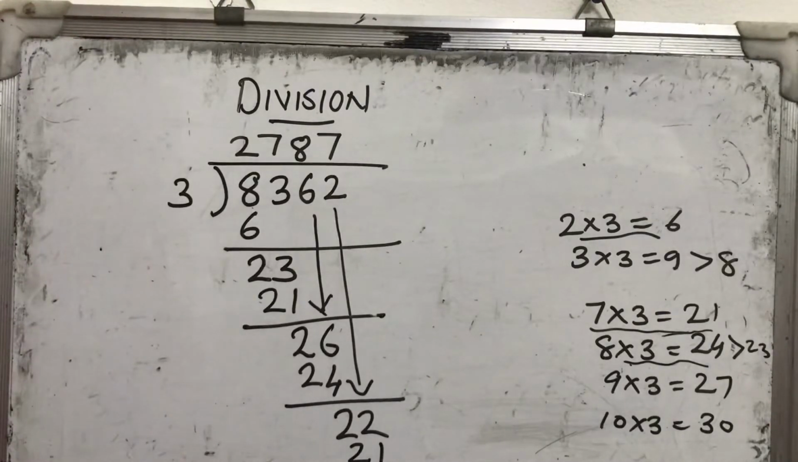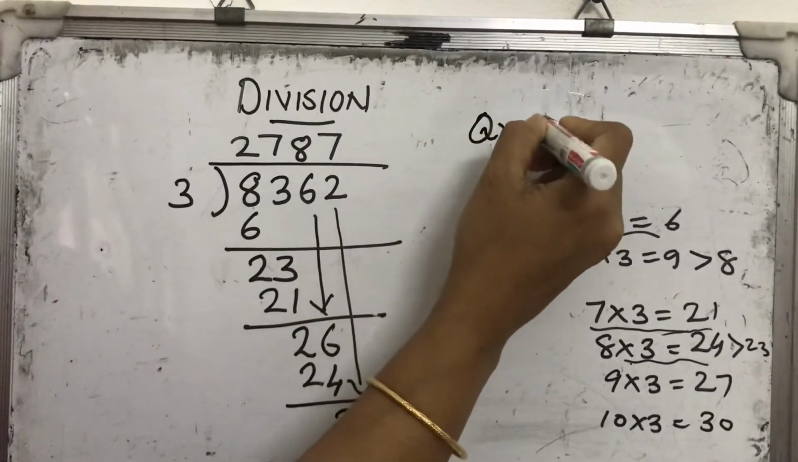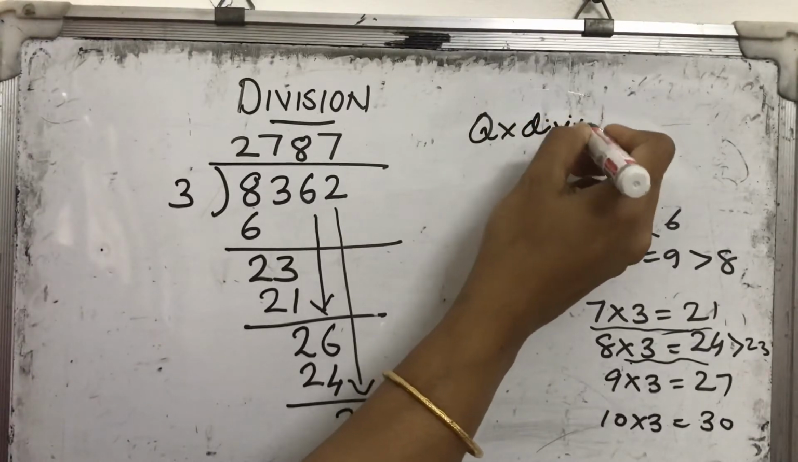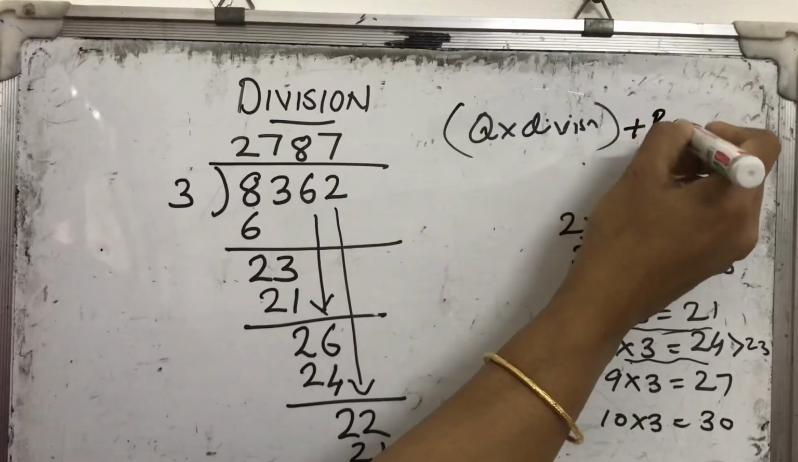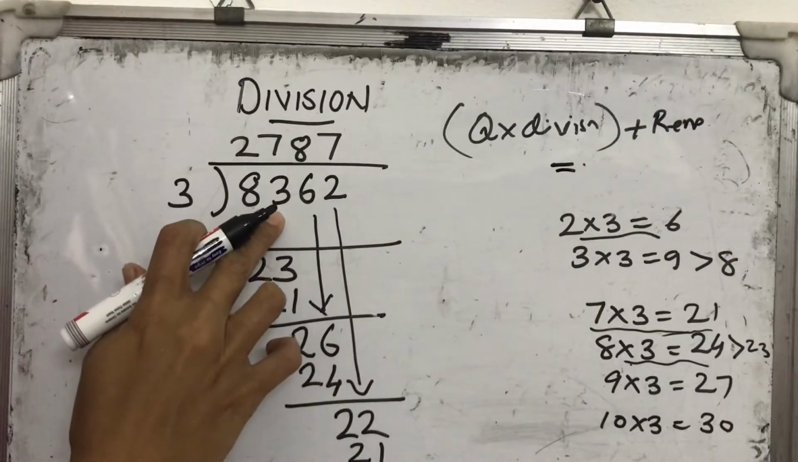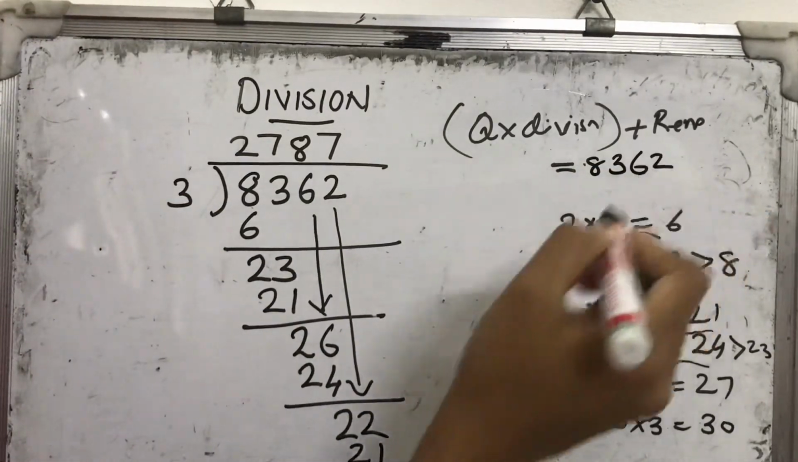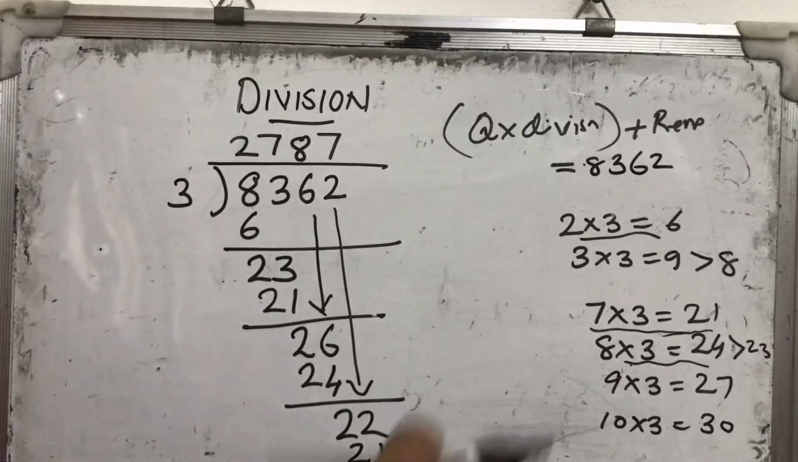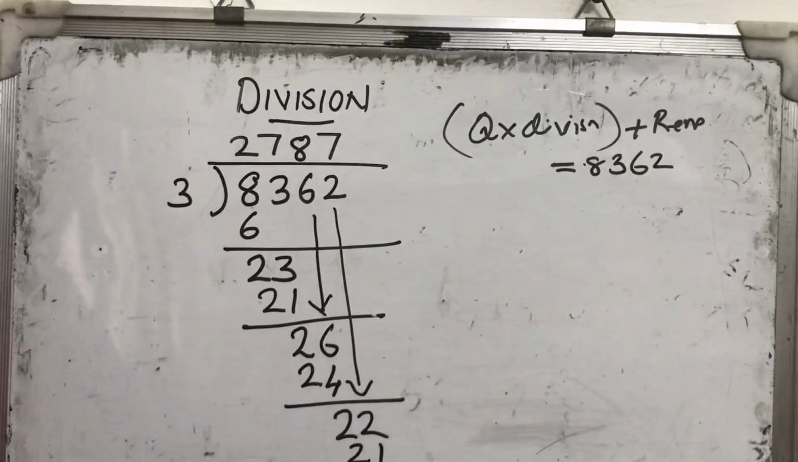Now we can check whether this division is correct or not using the equation that we already learned. Quotient into divisor, when we multiply this, then add the remainder, what answer do we want to get? We want to get the dividend, not the remainder: 8362. Using that equation we can find out whether our division is correct or not. So we can just check it.